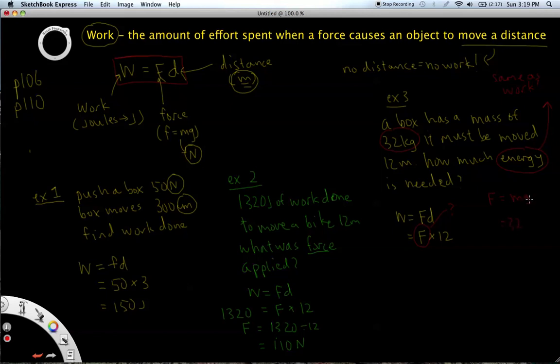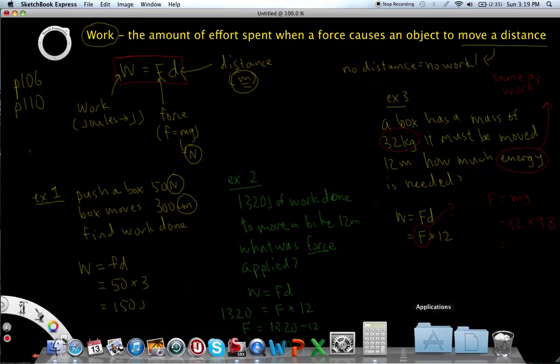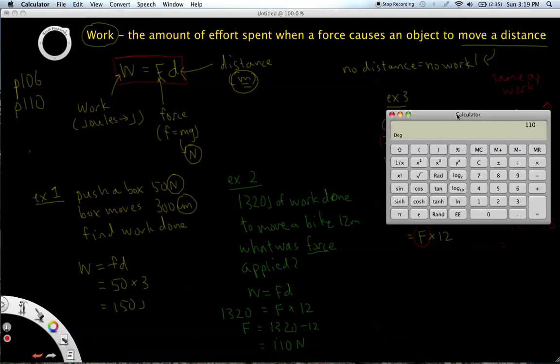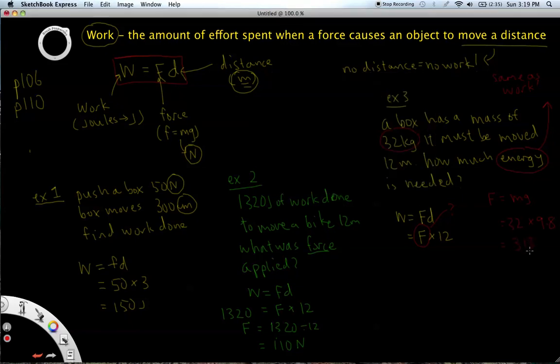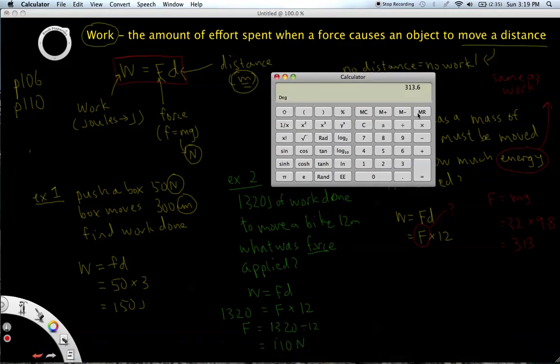Now, gravity, okay? We're going to make the assumption here. It doesn't say you're in space. It doesn't say you're on Mars. So we're going to make the assumption that this is on Earth. So the force of gravity on Earth is 9.8. So let's actually find the force here. So I'm going to go to my calculator. It's already open. Move it here. Let's do 32 times 9.8. And that gives me 313.6.